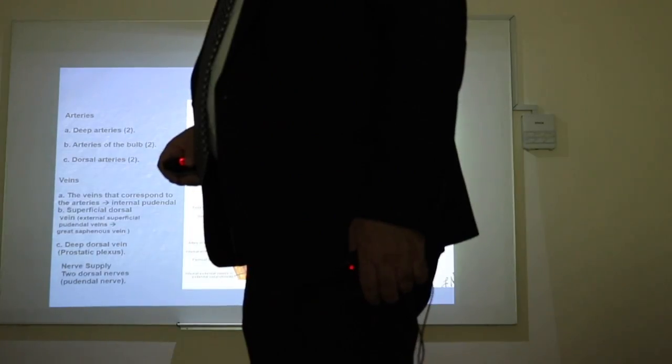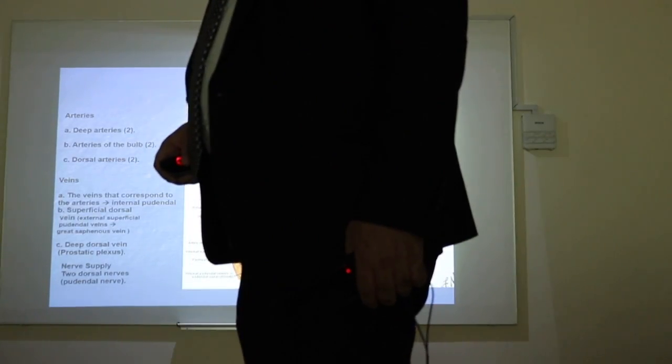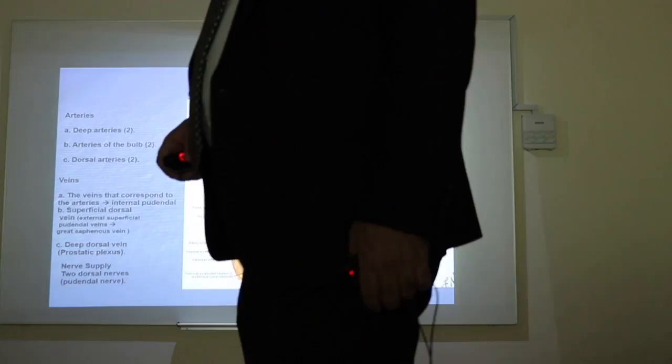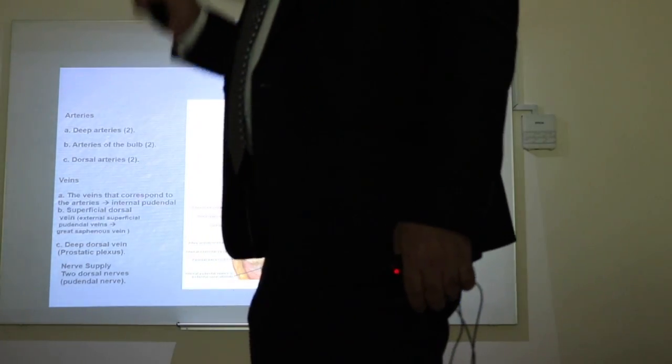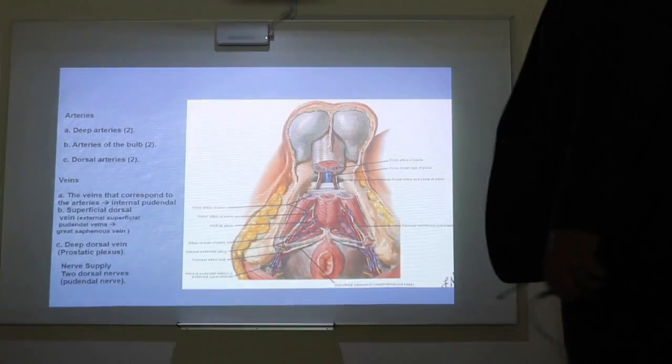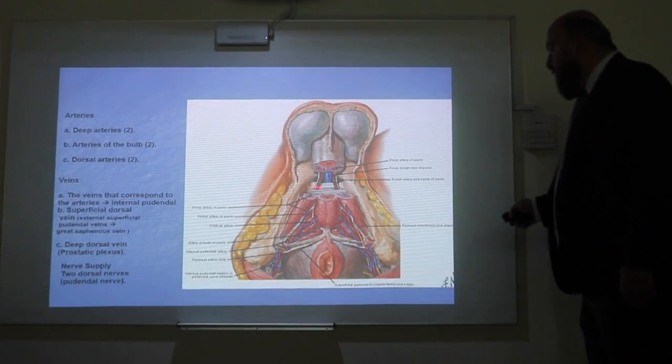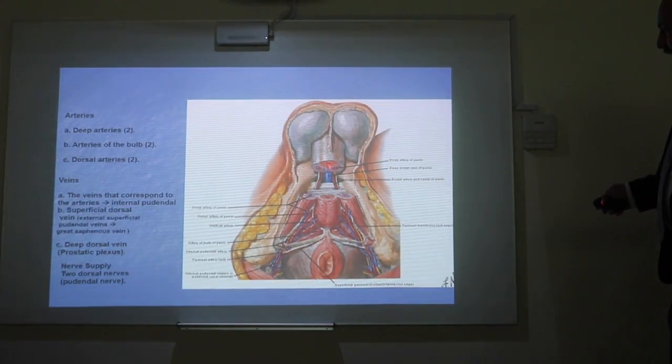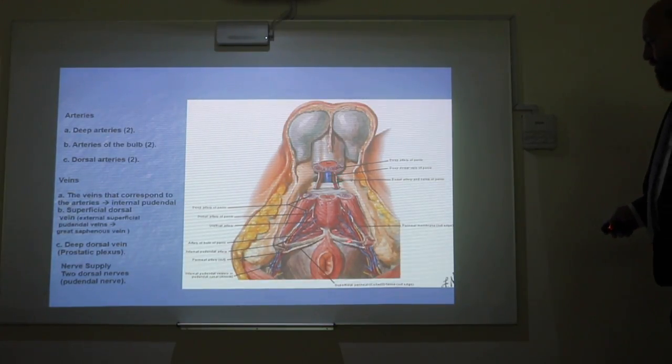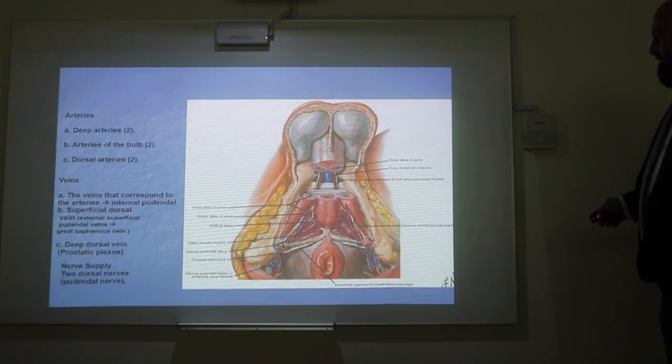Yes? When you say dorsal artery, you mean actually the dorsal deep, or it is just known as dorsal artery? There is no dorsal deep. There is one dorsal artery. Okay? So from both sides, and you can see that the dorsal artery is actually running with the dorsal nerve coming from the perineum. So one to the bulb, one to the crus that is deep, and one dorsal.